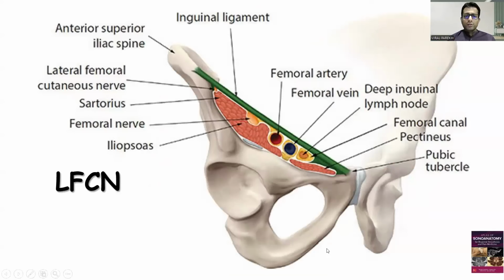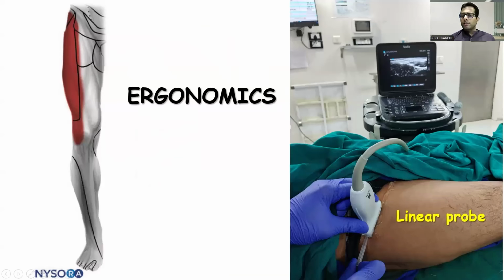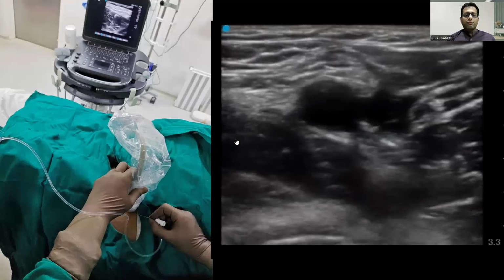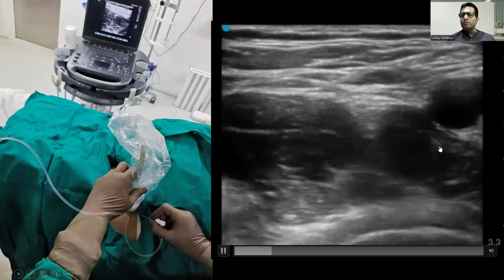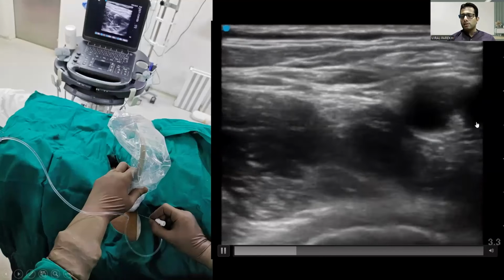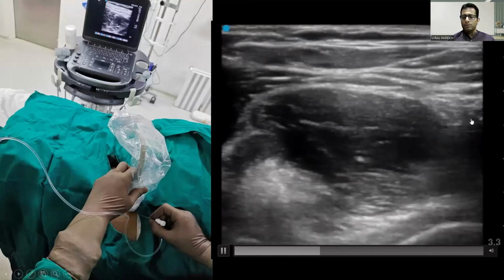This is the picture which shows that below the inguinal ligament, the nerve is very small and it lies between the sartorius and the tensor fascia lata. Again, the ergonomics are similar to the femoral nerve block. And as we can see, we can scan from medial to lateral. So in this ultrasound image, I'm going from medial to lateral.